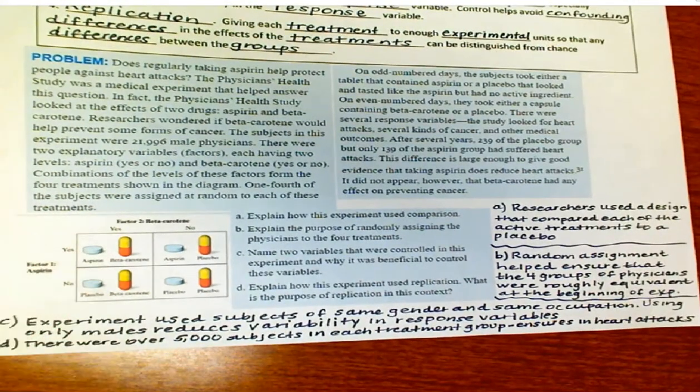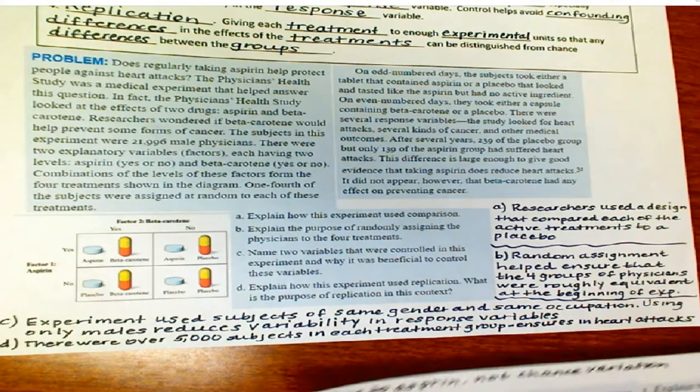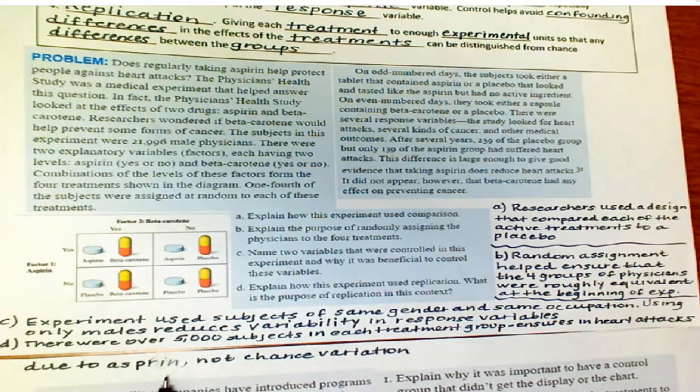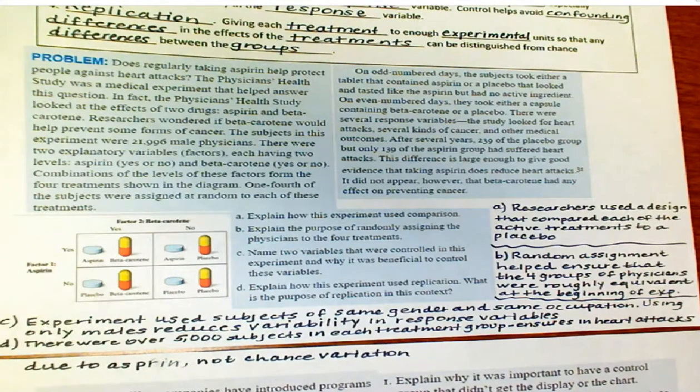So I'll give you a second. There were over 5,000 subjects in each treatment group. It ensures that heart attacks were due to, I just kind of jumped up here to the next page, due to aspirin and not chance variation. So that is how replication was used, and that was the purpose of the replication. Okay, so what we did here is we included the 4 principles of experimental design in this one problem.